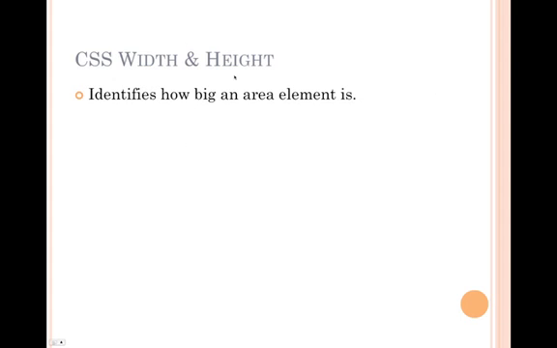CSS properties of width and height are used to identify how big an area of an element is. You can use pixels, you can use percent, you can use picas, inches, whatever sort of measurements you want to use, for your width and height. Primarily, you're going to use pixels or percent for width and height. And you only need to specify the width and height if you require it to be a certain size. And that's useful whenever you're going to create a layout.